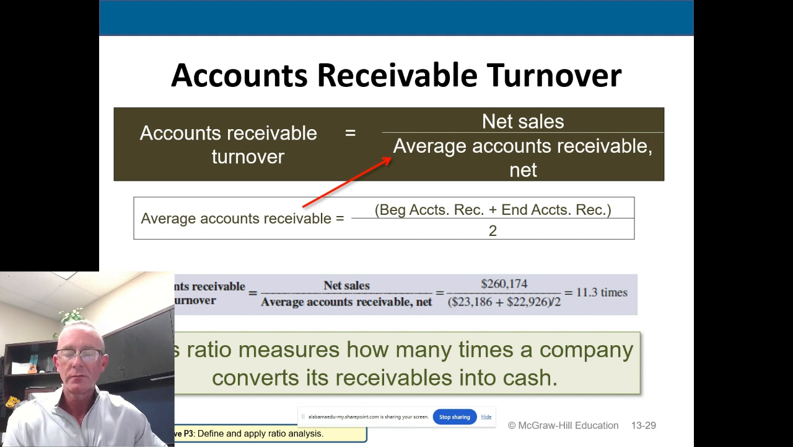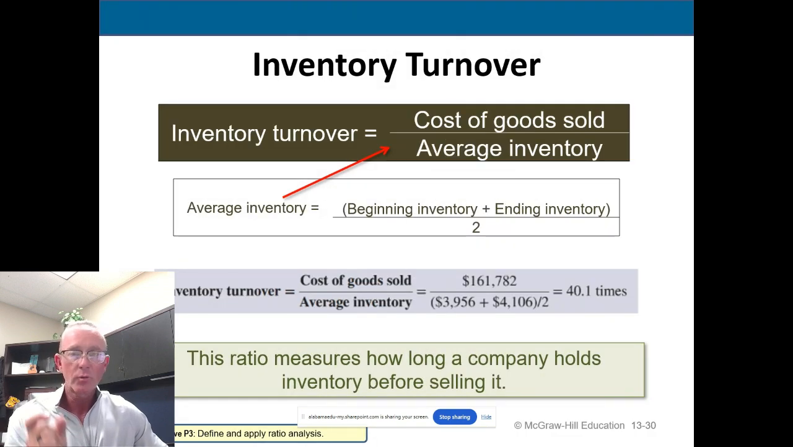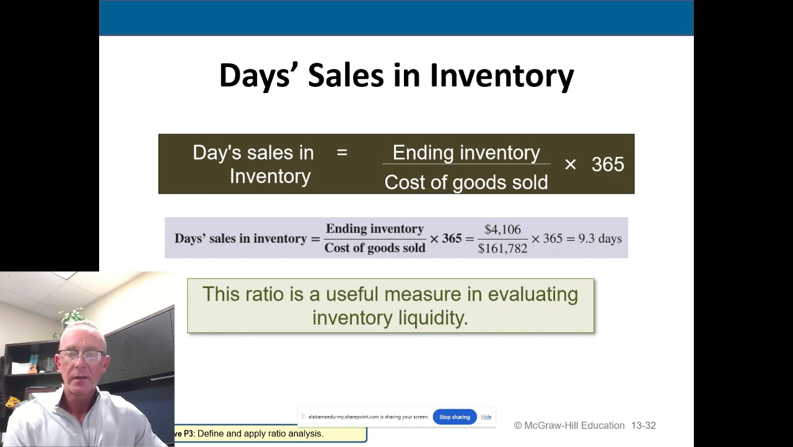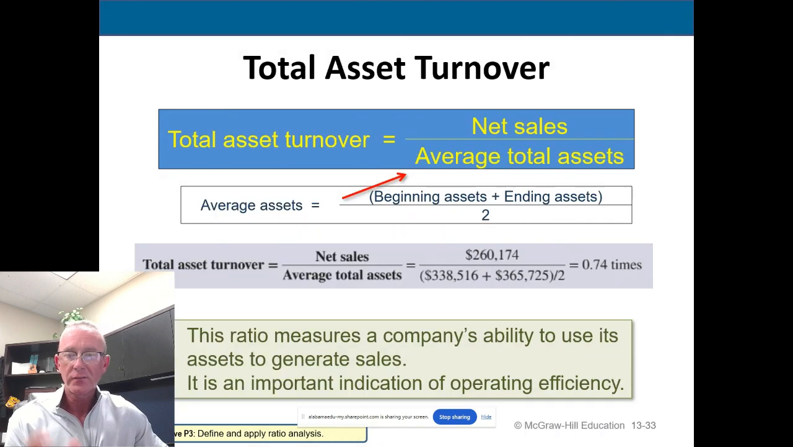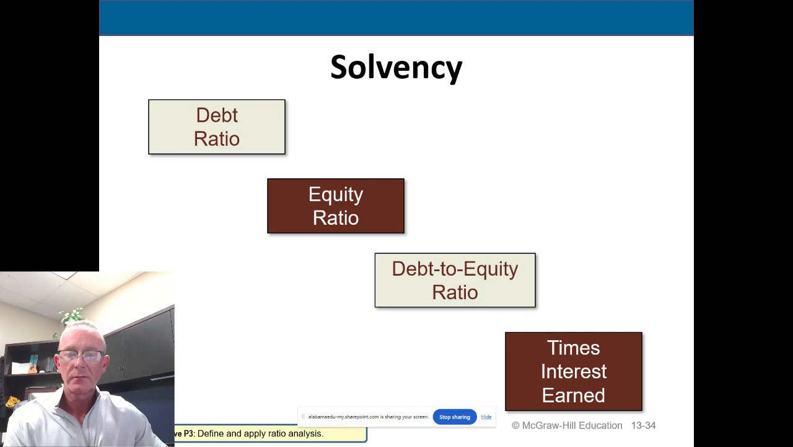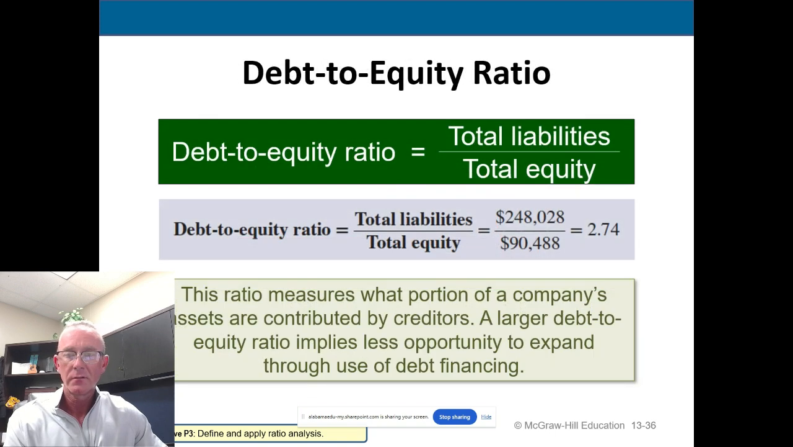Receivable turnover. All right. We're going to have all of this information. We can average 2 years together for average accounts receivable. Average inventory the same way. We're going to average all this together. Day sales. All this stuff is going to be given to you. Debt ratio, equity, times interest earned.